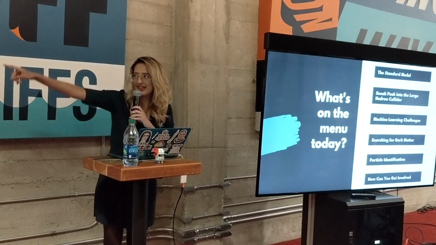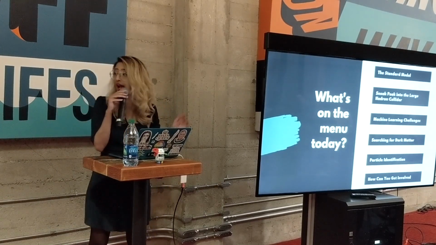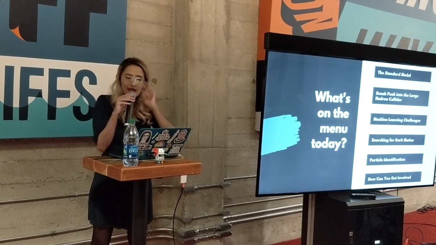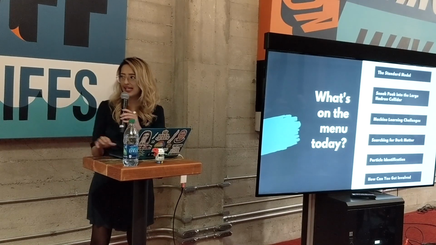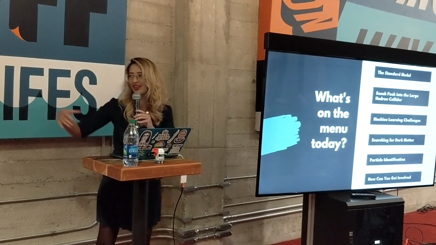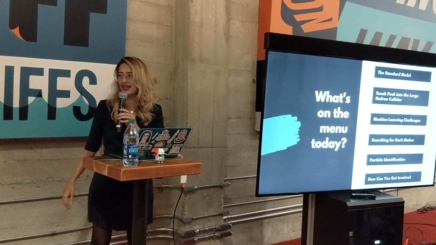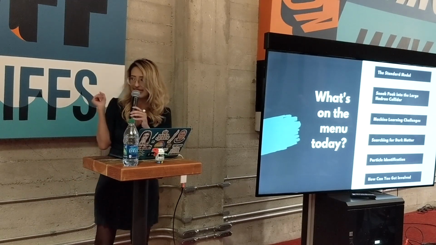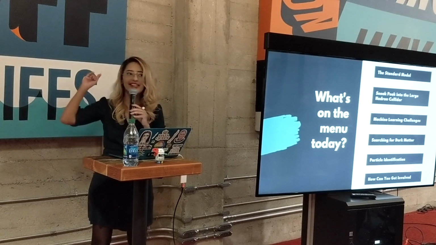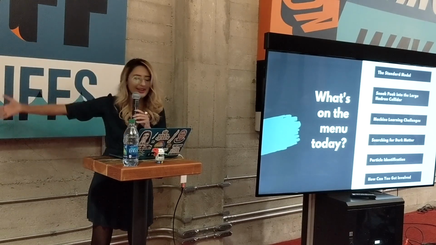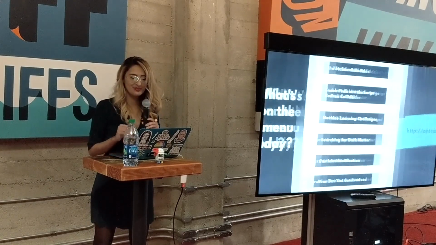Alright, so we're going to talk about the standard model of physics. Then we're going to look into what the Large Hadron Collider does. Then we're going to talk about some machine learning challenges in particle physics specifically. And then we're going to talk about looking for dark matter in the LHC datasets. And then we're going to do particle identification. We're going to train some neural networks. And then I will tell you guys how you can do all of what I talked about today. And I really hope that you actually get into it.